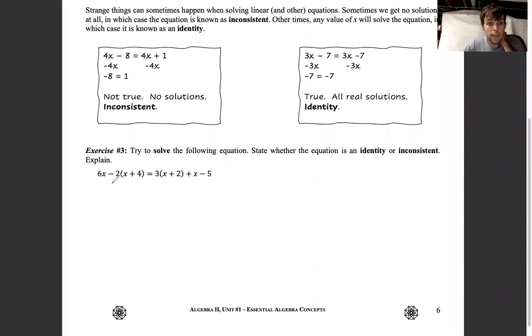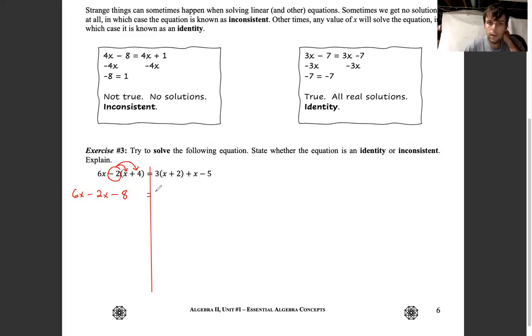Okay, we have a fairly complicated equation. We have variables on both sides. We have a lot of simplifying that's going to need to be done. And let's just see what happens. So I'm going to start on the left side. We have this -2 that needs to be distributed. Okay, so we'll go ahead and do that. So we have -2, I'm going to write it again, 6x. And then we have -2 times x, it's -2x. And then -2 times 4 is -8.